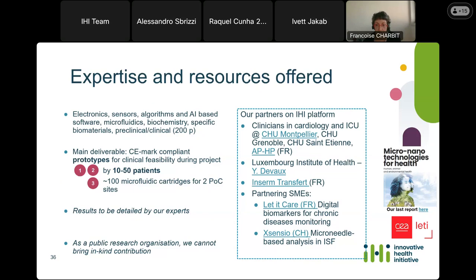And on the right side, you will see our partners. They are very, very motivated professionals in cardiology and ICUs in large university hospitals in France, in Montpellier, in Grenoble, in Saint-Étienne, and in Paris. And we also have a privileged relationship with Luxembourg Institute of Health, and Yvan is going to pitch soon, Inserm Transfer, and two brilliant partnering SMEs, Letit Care in France and Xensio in Switzerland. And all can be found on the IHI platform, so I encourage you to visit their pages.